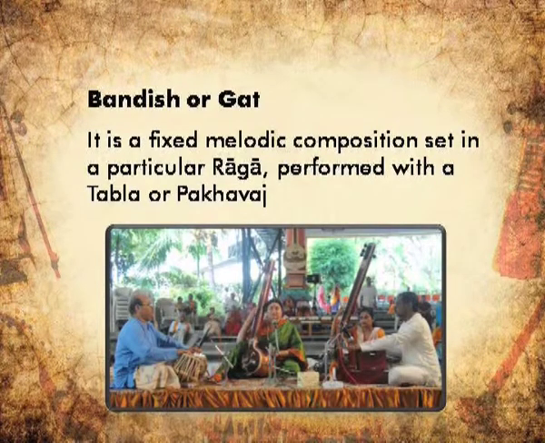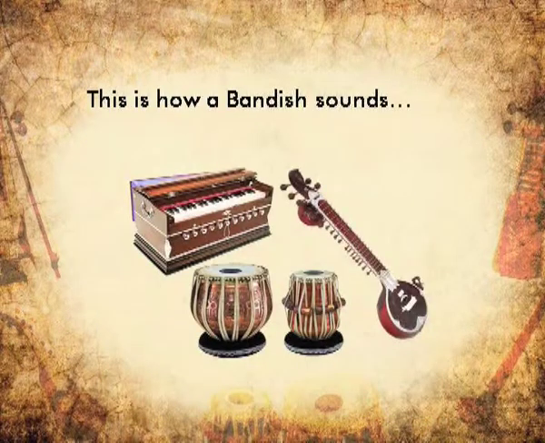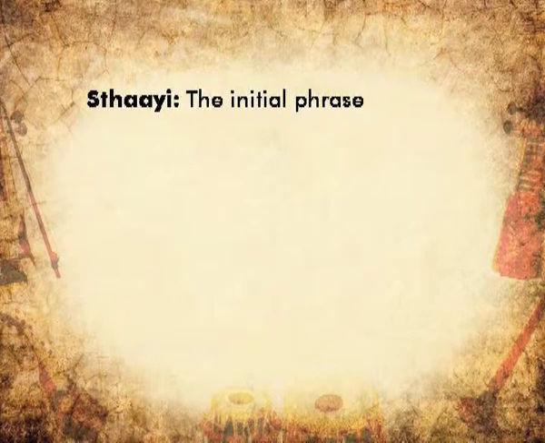Bandish or Gat. It is a fixed melodic composition set in a particular raga, performed with rhythmic accompaniment by a tabla or pakhavaj. There are different ways of systemizing the parts of a composition.